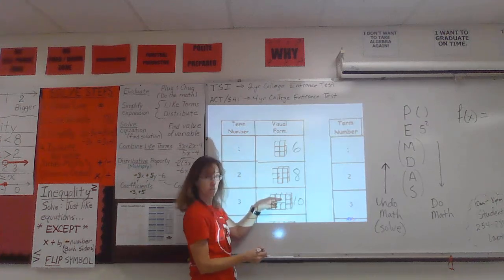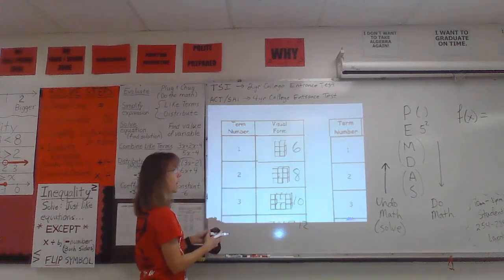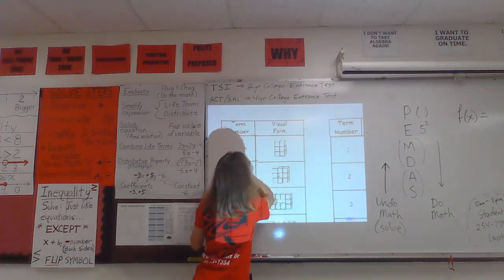Do we see the pattern? Yeah, we're adding 2, right? So the next one is going to be a 12. So I'm going to move this up so we can see it. Once we figure out what the pattern is, you don't have to count anymore. You don't have to count the blocks anymore. You can just start the pattern. So 6, 8, 10 is the pattern.